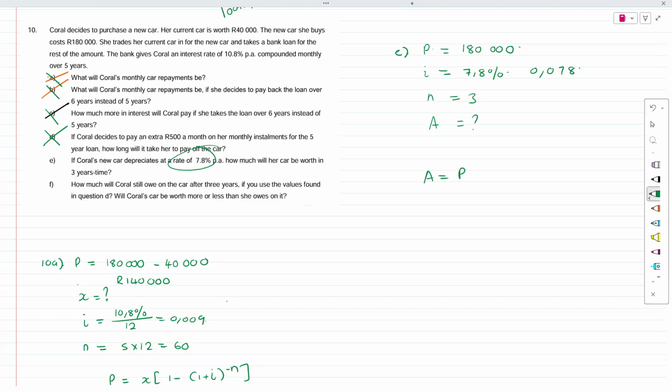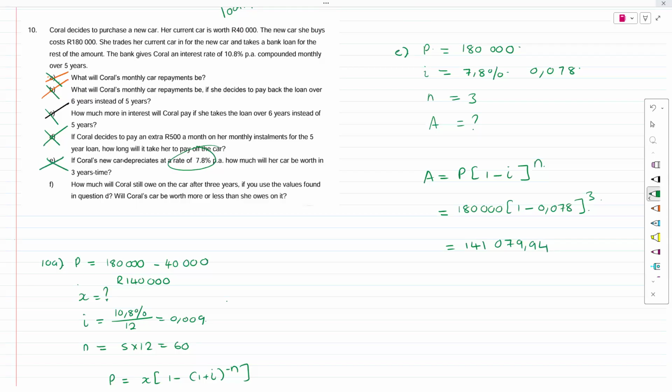Remember, depreciation should be compound interest, and this would be 180,000 into 1 plus I, 0.078. So the power of n, which is 3. Oh, this is not plus, this is depreciation, guys. So this is minus. Remember, depreciation is a decrease in value, so always double check. And her car is now worth 141K. So, I mean, not too bad, but yeah.